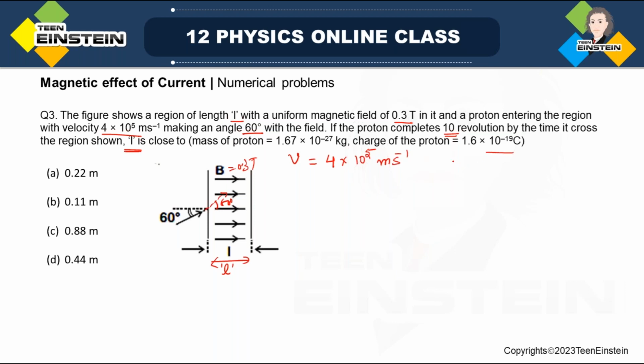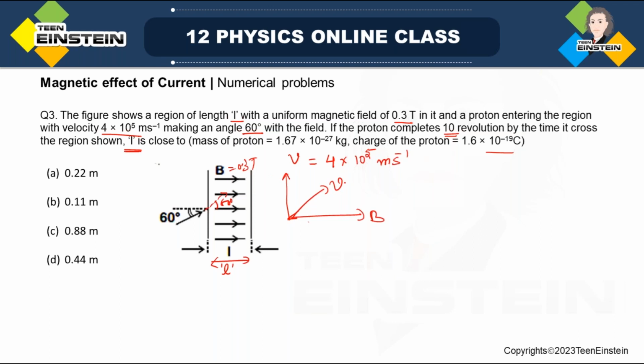As I was discussing in the previous problem, when the magnetic field and the velocity of the charged particle are perpendicular, the charged particle will undergo a circular motion like this. But suppose the velocity of the charged particle is making a certain angle with the magnetic field. Here, look, this is the figure. This is B and this is B. Let us draw a perpendicular as well. So this is the perpendicular direction.